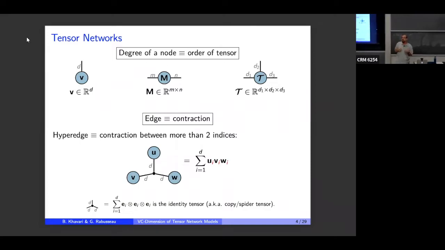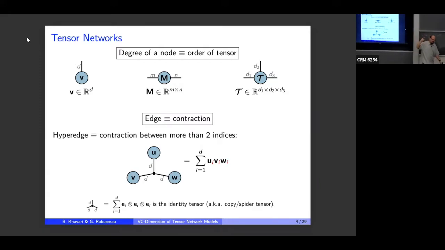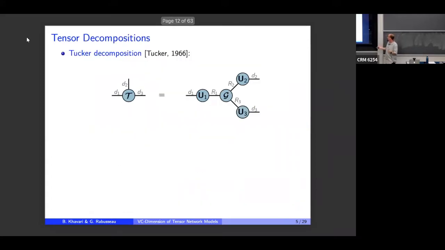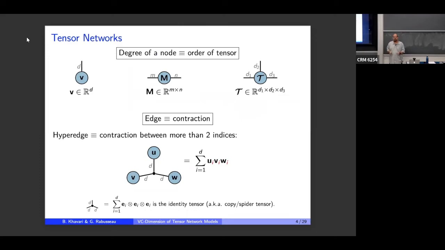Another way to think about it is that actually this hyperedge is nothing else than this tensor here, the identity tensor, right? So there was a talk last year, we were talking about the subranks, where this object is very important, especially if the D here is not the same as the dimension, but this is also sometimes called the copy tensor or the spider tensor in the quantum physics community. It's basically this diagonal, hyperdiagonal tensor with only ones on the diagonal. Good, so those are tensor networks, a very brief introduction. Any question on that? Everything clear?